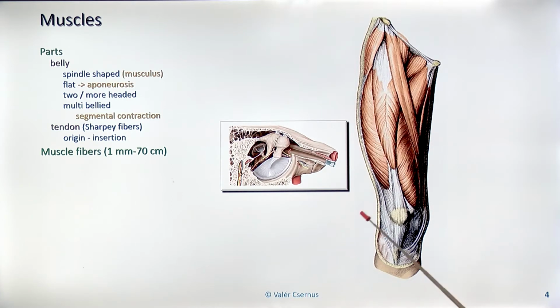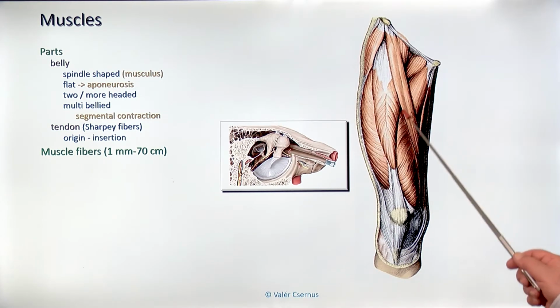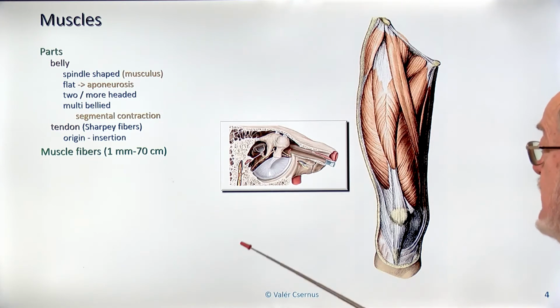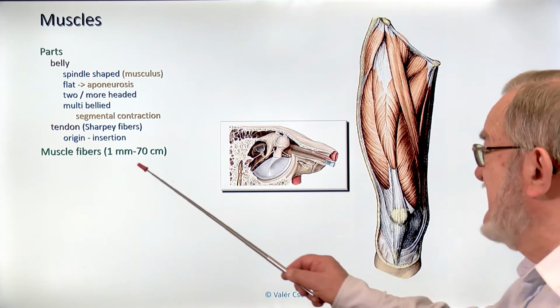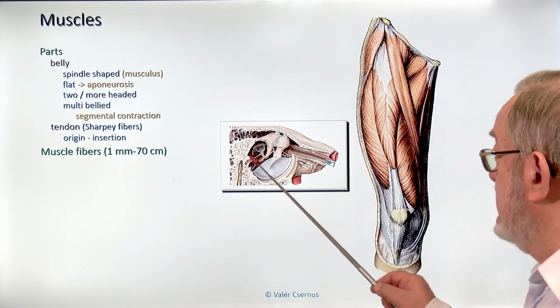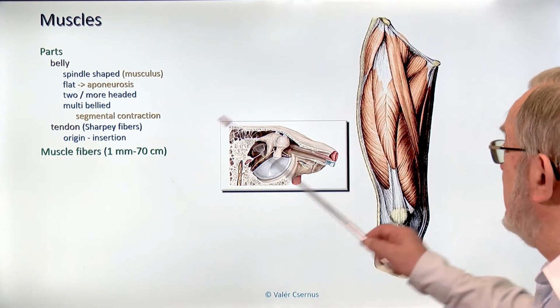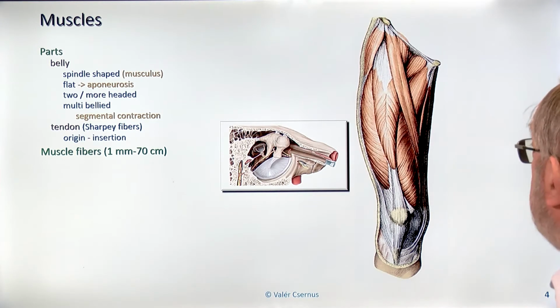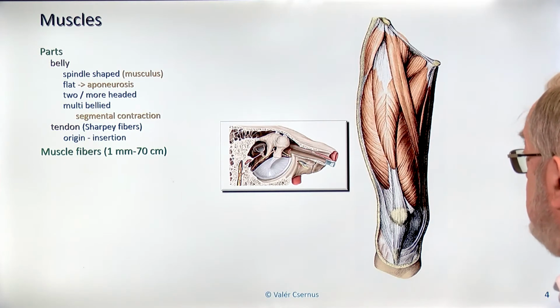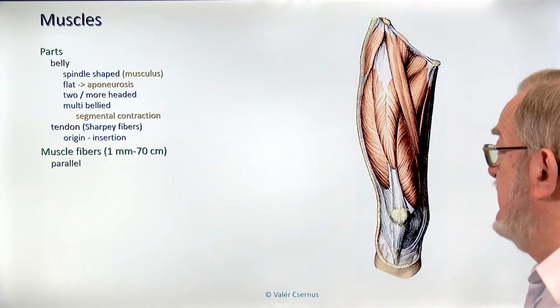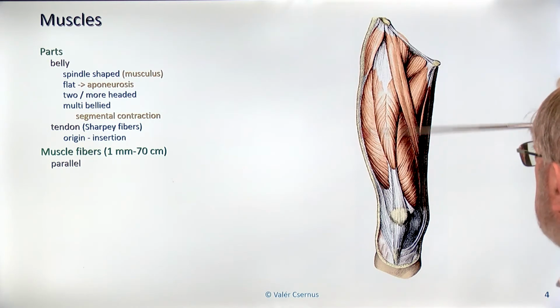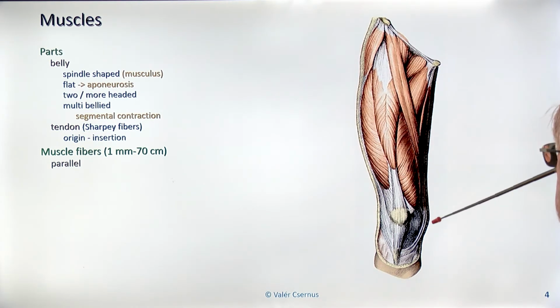The muscle fibers, as I mentioned, the working part of the muscles, can vary in size from 1 millimeter, which is the stapedius muscle in the middle ear, to 70 centimeters long, like the sartorius muscle. The muscle fibers can run different ways. Most of the muscles have parallel running muscle fibers.